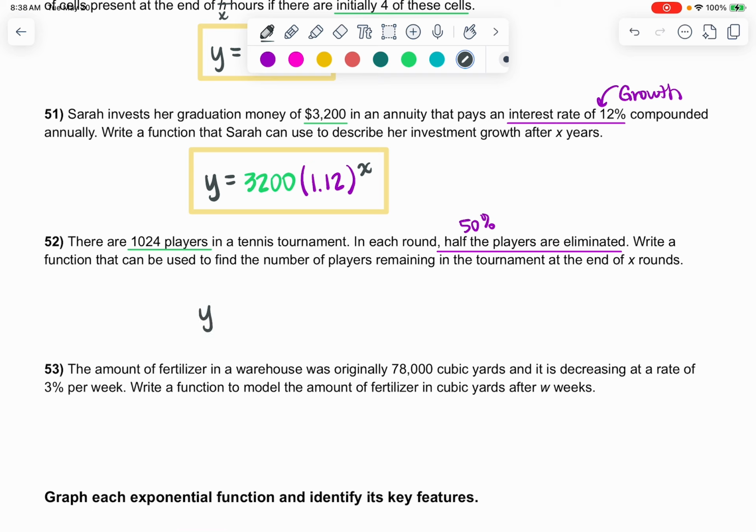All right, so pretty much the same thing. So y equals, we're starting with 1,024 players. We're reducing it by half. Now, technically, I just want to make this very clear. I'm not putting 0.5 here necessarily because of that 50%. I'm putting 0.5 there because I'm starting with the 100%, the 1,024 people, but I'm reducing it by 50%. So it's 100% minus 50%, which is 50%. Okay, so I'm getting that decay factor in there. And there's our function.